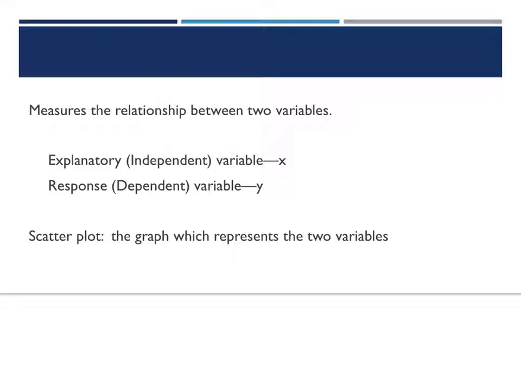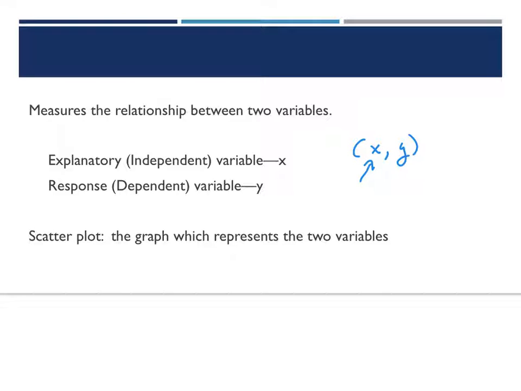When we have two variables together, you have to think back to algebra class. Our two variables are going to be x and y. And when we put them together, we can graph those, and each xy pair would make a point. The x variable is the one that comes first. It's called the explanatory variable.